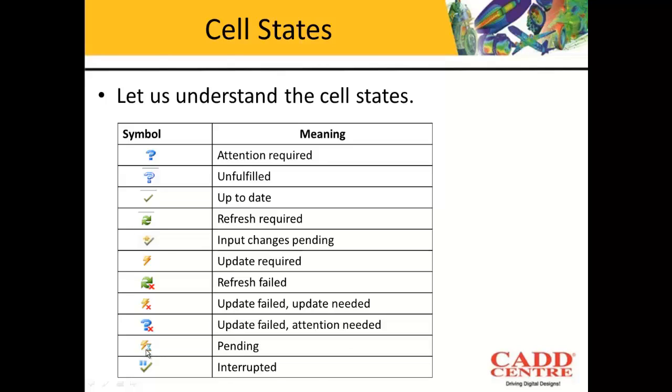If you see a yellow colored thunderbolt with a sand clock, that means the actions on that particular cell are pending. And if you see a green color tick mark with a pause button, that means it is interrupted. That means you have paused the solution for some reason and want to continue it later on. So these are the cell states that you need to understand.